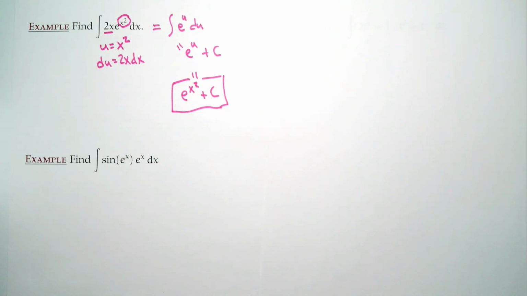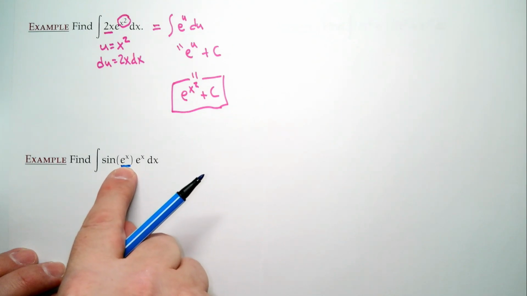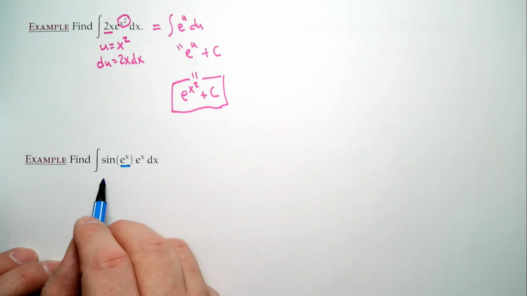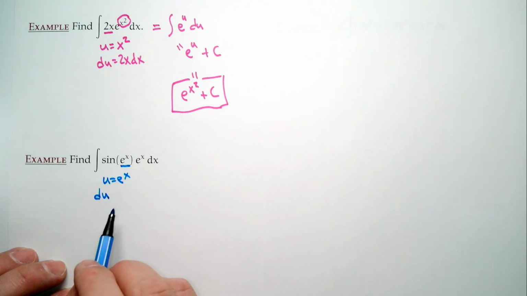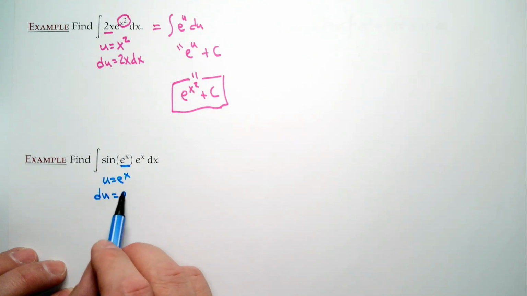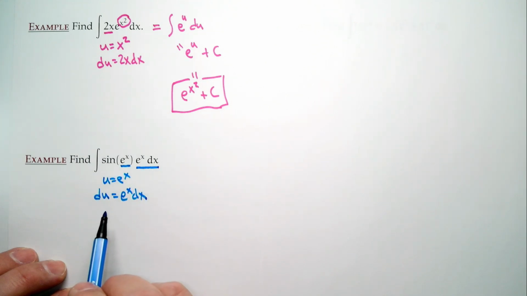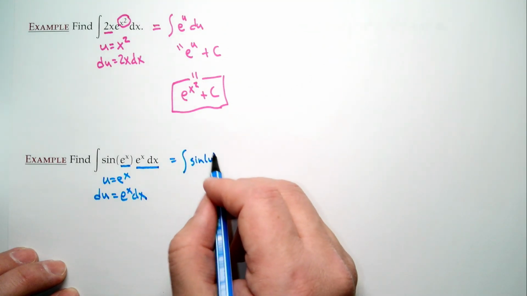Find the integral of sine of e to the x times e to the x dx. Okay, what's our substitution? E to the x. Okay, why? Well, it's a function, e to the x, inside the sine function. All right, that's a good candidate. So we'll set u equal e to the x. What's the derivative of e to the x? E to the x. So we get that du is e to the x dx. So this part on the end, this e to the x dx, becomes du. So this becomes the integral sine of u du.